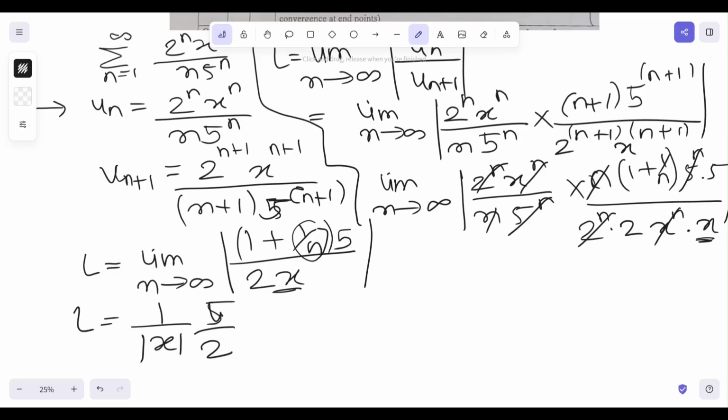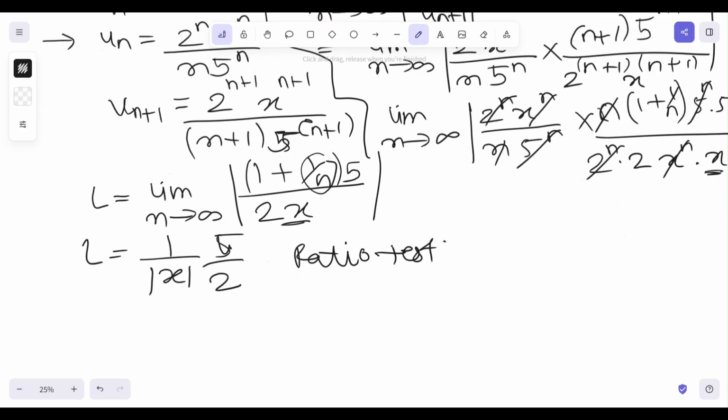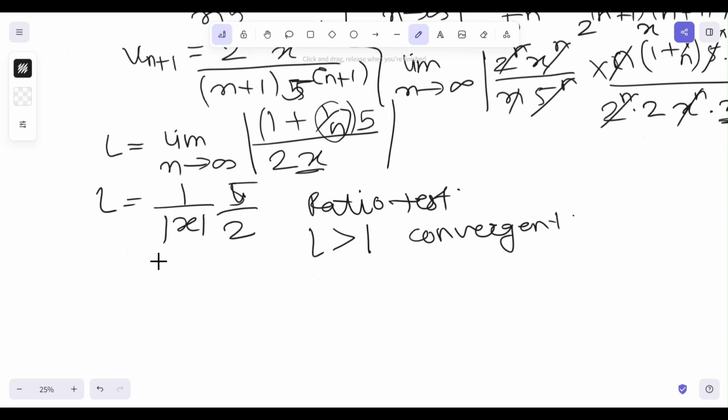So now here you are using the ratio test, right? By using the ratio test, you say that the given series is convergent. That means the limit, if it is greater than 1, then we say it is convergent. So we are finding the radius of convergence, right? So we are considering the given series is already convergent. So our term, that is 5 by 2 and 1 upon mod x, is greater than 1.